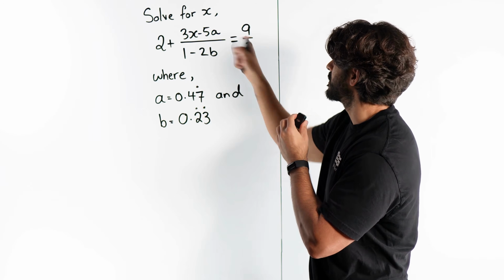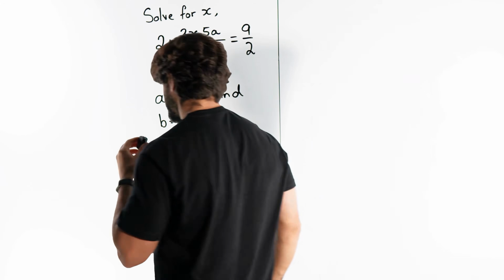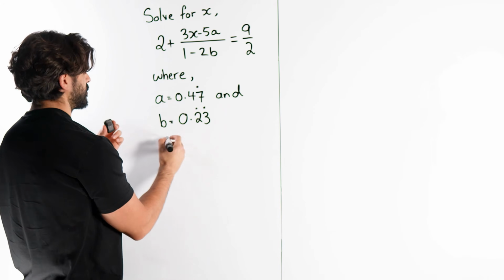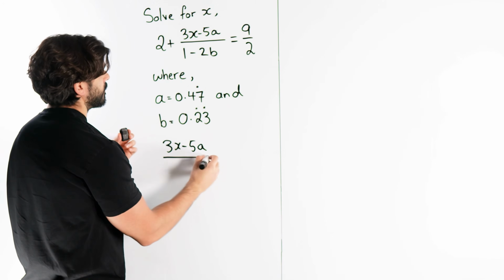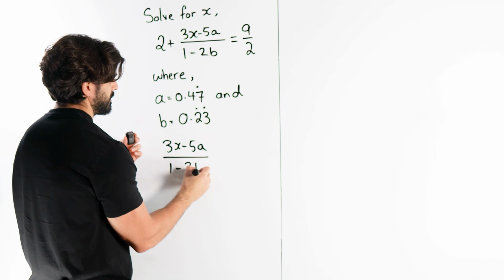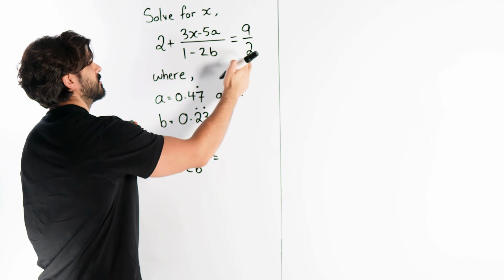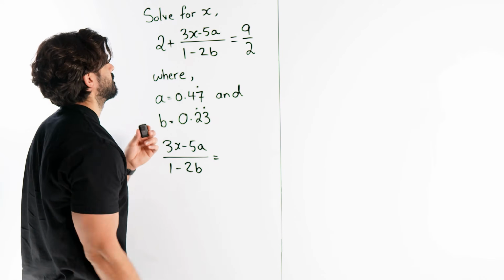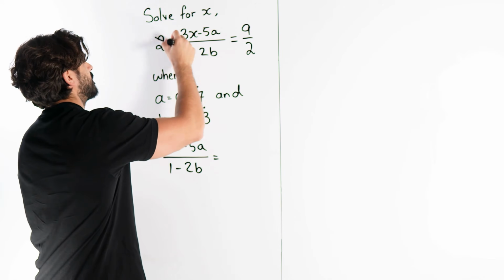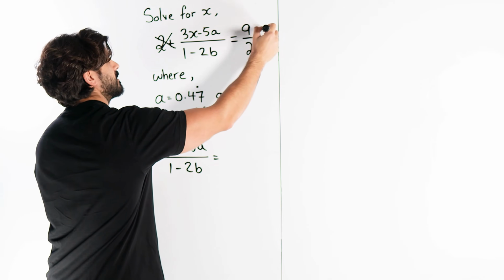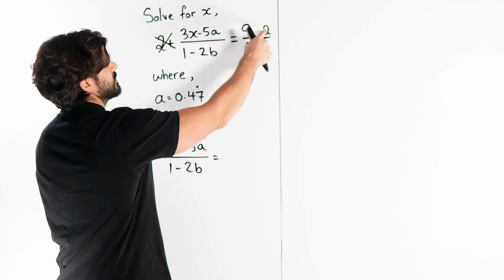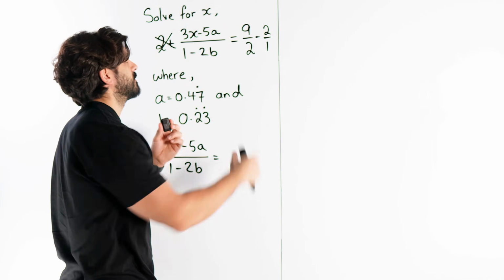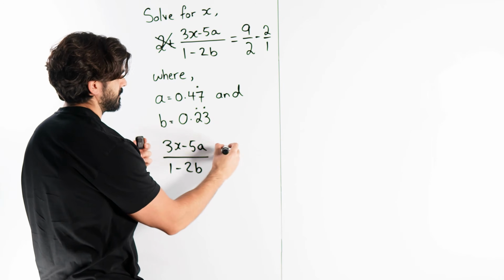So, the first thing we're going to do is subtract 2 from both sides. Subtracting 2 from both sides, we'll get (3x minus 5a) over (1 minus 2b) is 9 over 2 minus 2. Subtracting 2 is 2 over 1, which is 4 over 2, 9 minus 4, 5 over 2. So we get 5 over 2 here.